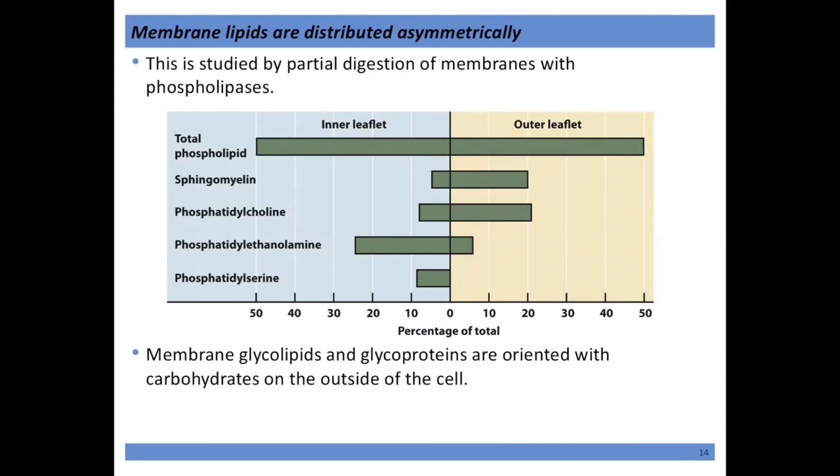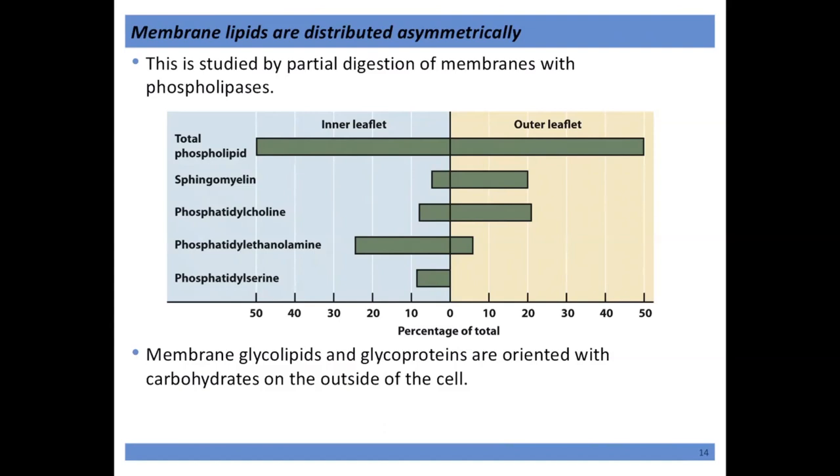But of those phospholipids, we see that sphingomyelin tends to be found more on the outer leaflet, as well as phosphatidylcholine. Phosphatidylethanolamine tends to be more on the inside. And interestingly, phosphatidylserine is almost exclusively on the inside.